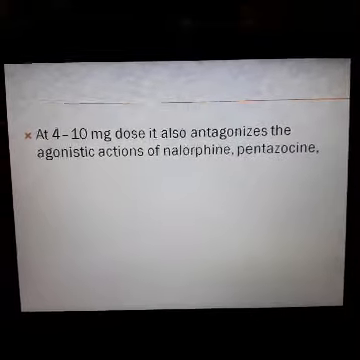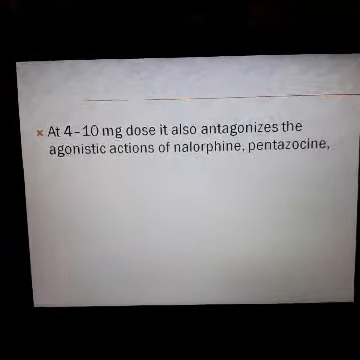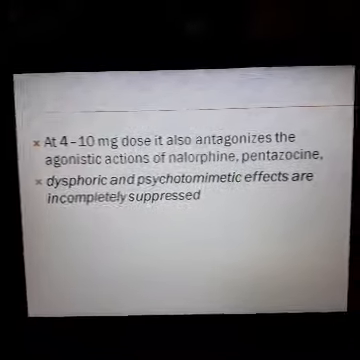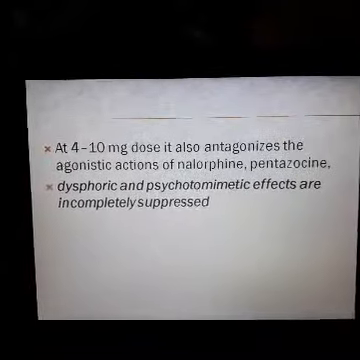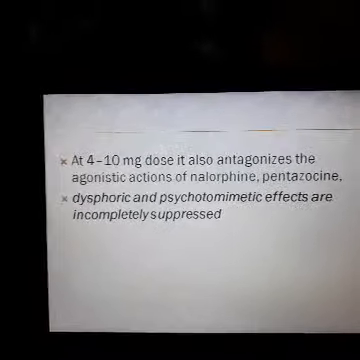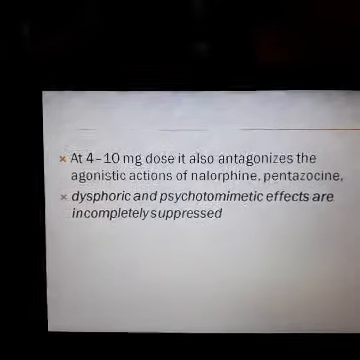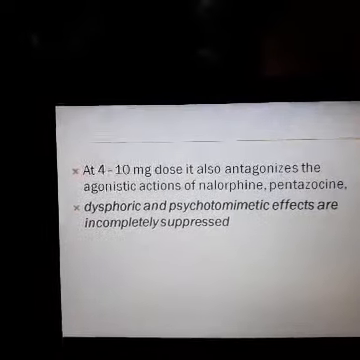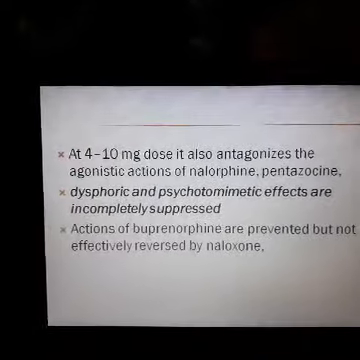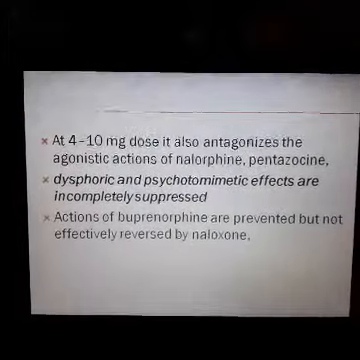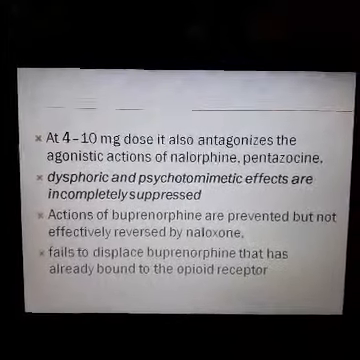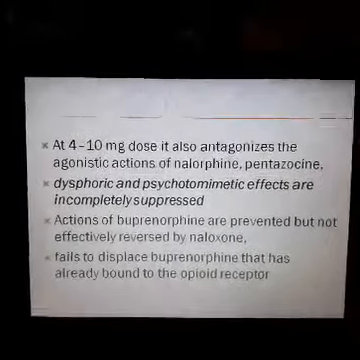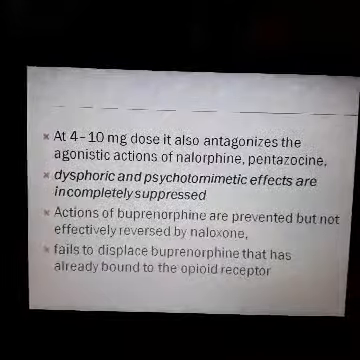It also antagonizes, in higher dose, other agonistic actions such as those of nalorphine and pentazocine. Dysphoric effects: pentazocine is a kappa agonist plus mu antagonist, so to antagonize kappa, naloxone has to be given in a higher dose than to antagonize the mu receptor. Dysphoric and psychotomimetic effects are incompletely suppressed. Actions of buprenorphine are prevented but not effectively reversed by naloxone. So remember, naloxone cannot totally reverse the actions of buprenorphine or the dysphoric action of pentazocine.